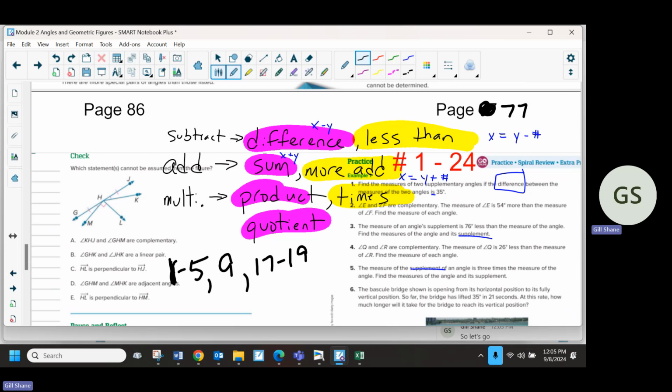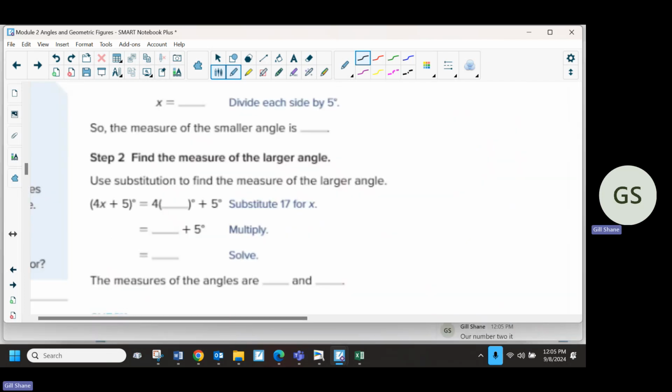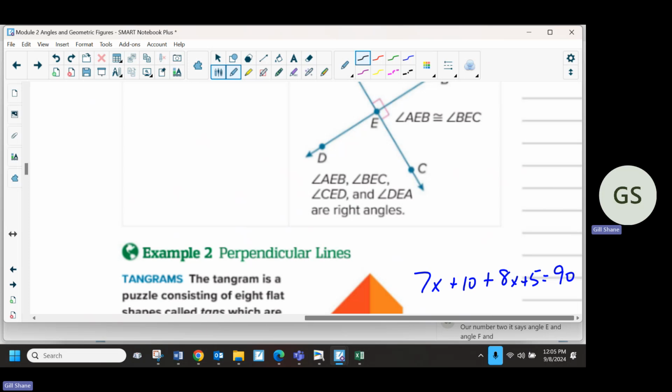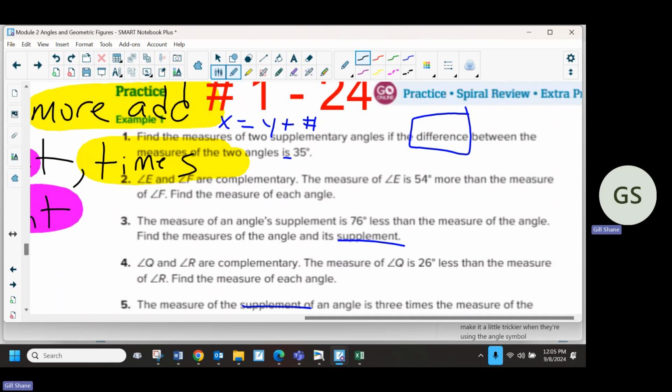So let's go in and we're going to look at number 2. I expect you to know how to do it, so I'm not going to specifically do number 2. That one is not difficult at all, in my opinion. I will give you a hint on number 2, and I'm actually going to get rid of add more room. On number 2, it says angle E and angle F, and sometimes that can make it a little trickier when they're using the angle symbol and the name of the angle. It is fine for you to just say, well, I'm going to make angle E X and angle F Y. That's fine. Even if you don't later change it back, I'm fine with that.